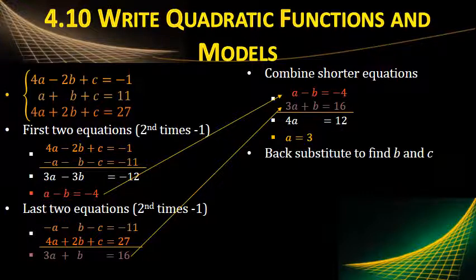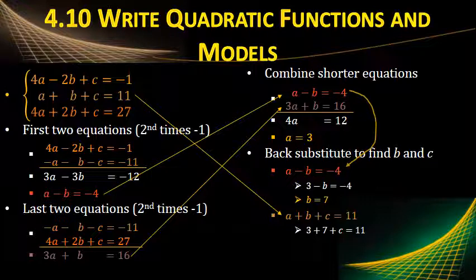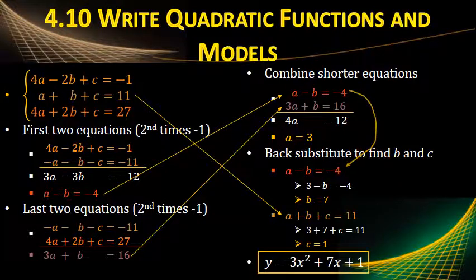Now I can take one of those 2 shorter equations and find b. Replace the a with the 3, and so you get b is 7. Take one of our original equations and fill in the a and the b, and you find out that c is 1. So now we can write our final answer. y equals ax squared plus bx plus c, so y equals 3x squared plus 7x plus 1.